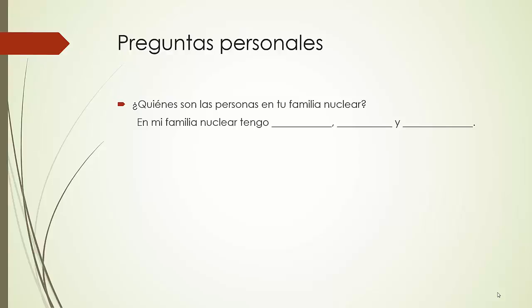En mi familia nuclear tengo. And then I want vocabulary words there, not names. So I don't want Mary, Elizabeth, and John. I want something like, en mi familia nuclear tengo madre, padre, esposo, hermanos, hijos, things like that. Okay?